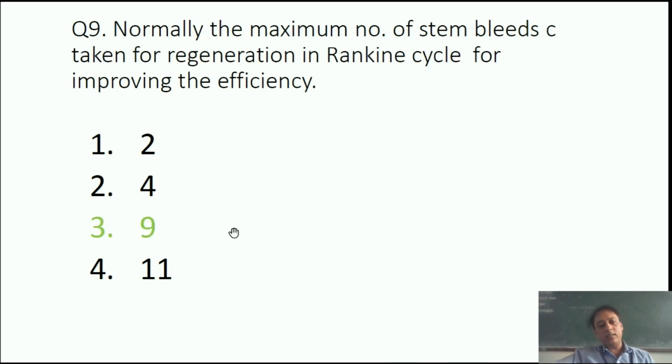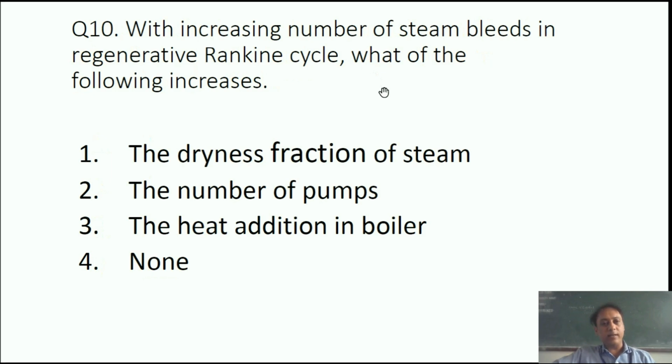The correct answer is 9. So 9 steam bleed points can be taken from there. The steam can be taken out for the purpose of regeneration. And in case we are going beyond 9, the number of pumps increases. So whatever efficiency we have gained by applying regeneration, the same efficiency is reduced due to work input to the pumps. So maximum we go up to 9 steam bleed points for regenerative feed Rankine cycle.